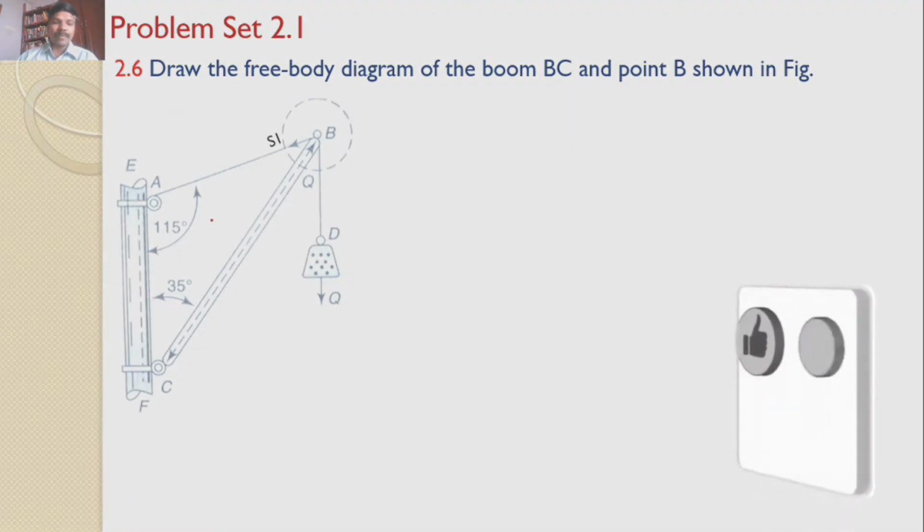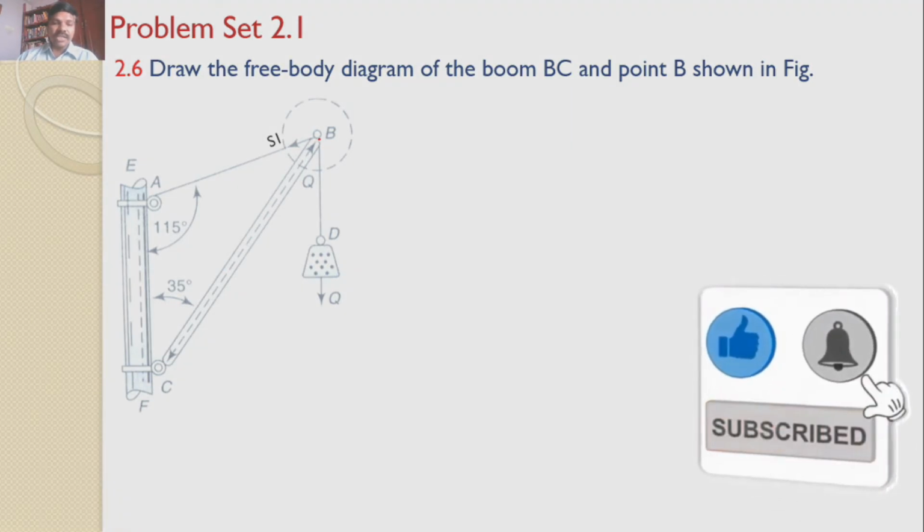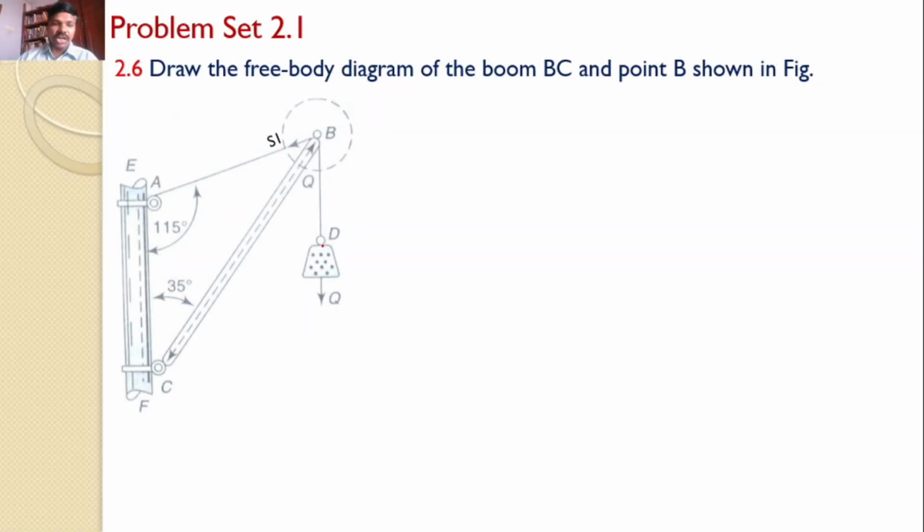Similarly, you consider this BC. Now at the end of this BC, we are applying a force in the downward direction. That means the boom BC is in compression. If boom BC is in compression, let that force be S2. Next, let us consider the string BD. Since it is a string, the force is along BD, and if you look at from point B, it is away from point B, or if you look at from point D, it is away from point D.